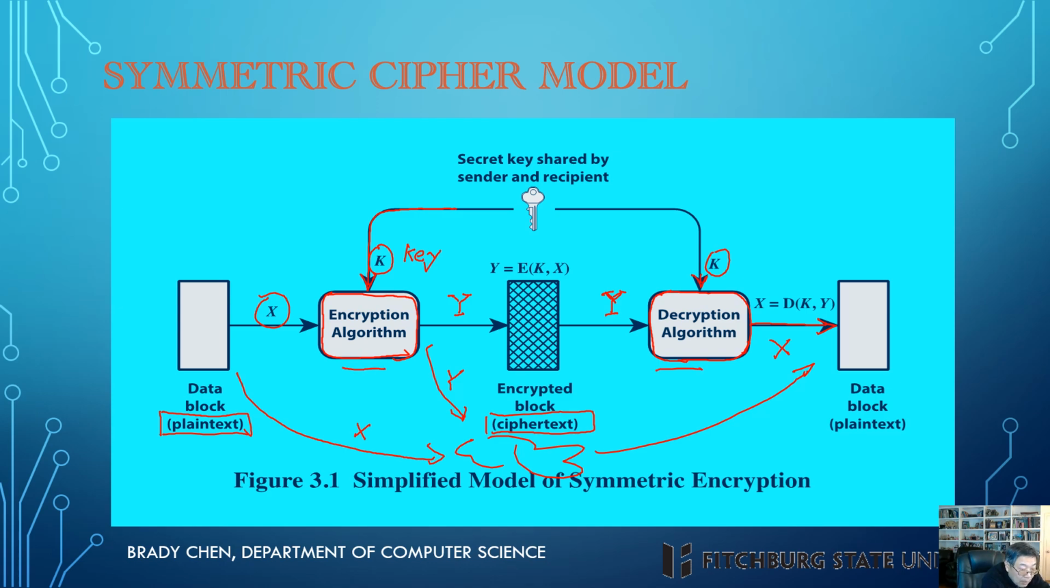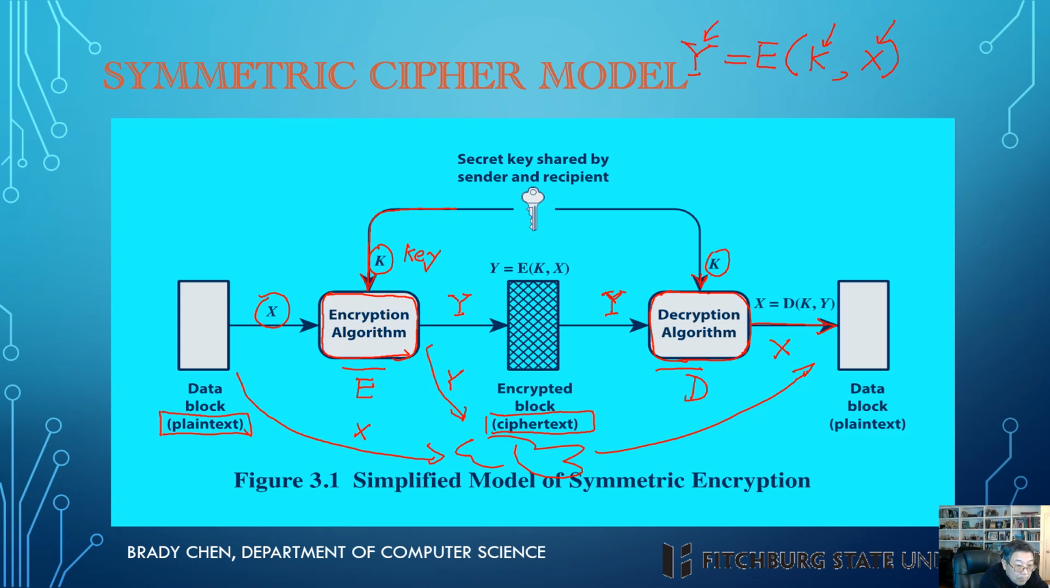Now let's assume that we use E to represent the encryption algorithm, and D to represent the decryption algorithm. We can interpret E as a math formula, right? This formula is going to take two parameters. One is K, which is the encryption key, and the other is the plain text. So two parameters, K and X, and this formula is going to generate the value Y, which is the ciphertext.